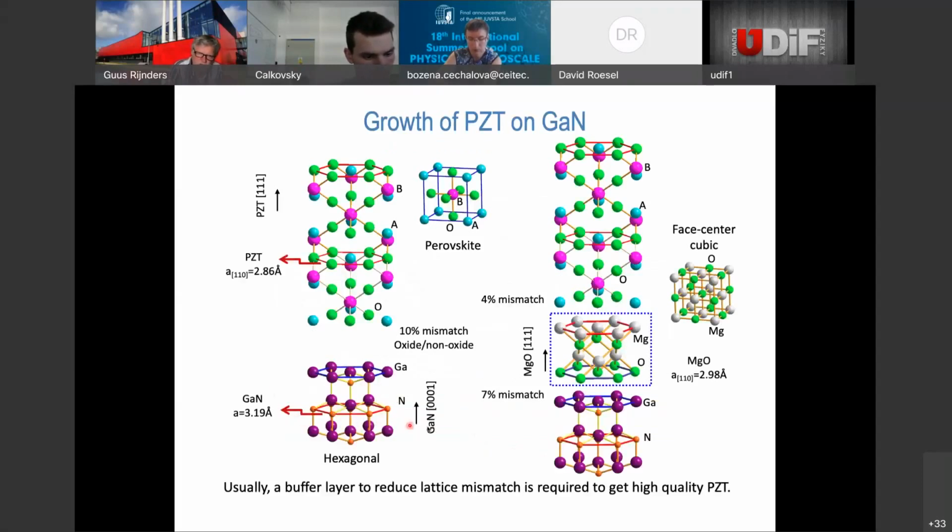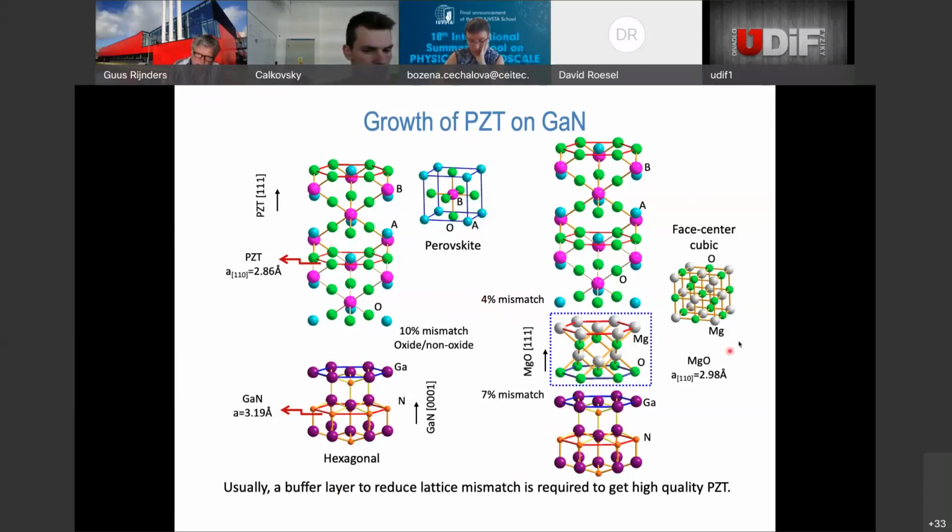And now this is a completely different story in terms of crystalline quality. The gallium nitride has a very different crystalline structure compared to this cubic perovskite PZT, which I showed before. And if you would sketch the best fit, then you would put this cube on one of its tips and get it to the 111 direction. Still, it has a fairly large mismatch, around 11% or so.